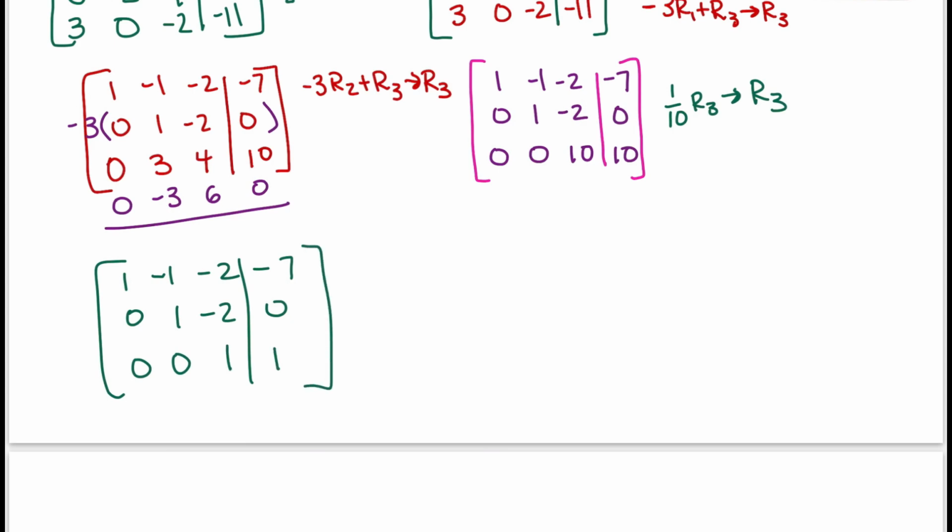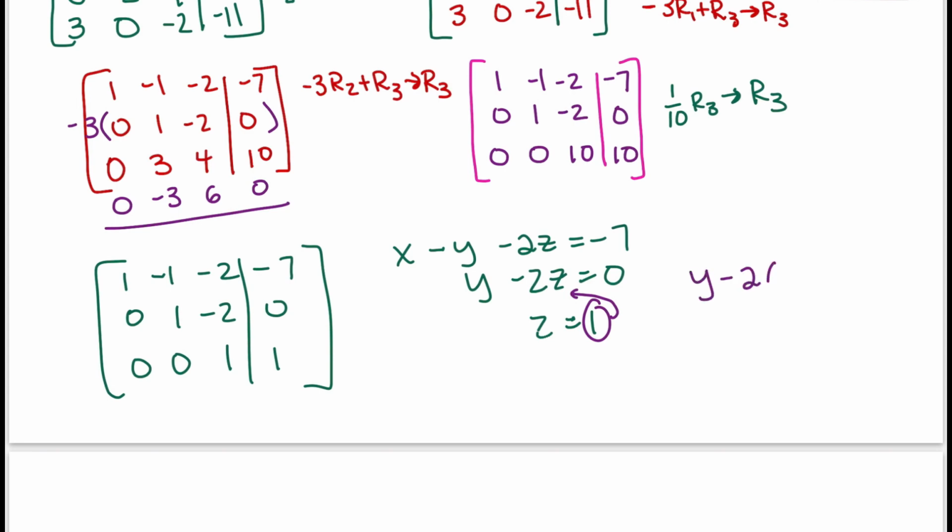So now we're going to write our matrix. We're going to take our matrix, write our equations, and use back substitution. So x minus y minus 2z equals negative 7. y minus 2z equals 0. And z equals 1. So let's take that 1 and substitute it in for z in the equation above it. y minus 2 times 1 equals 0. This is y minus 2 equals 0. So y has to equal 2.